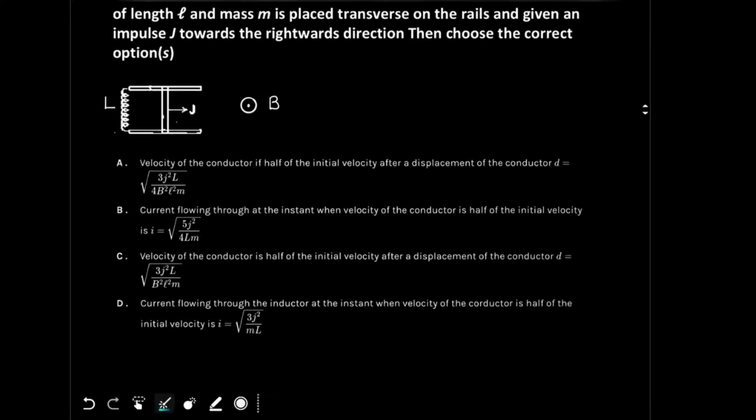So basically we have to find when the velocity of the conductor will be half of the initial, and at that moment we have to find what is the current in the circuit. Okay. So first of all, what is the initial velocity? The initial velocity of the rod, let's call it u, will be equal to J by m. Impulse divided by mass will give you the initial velocity.